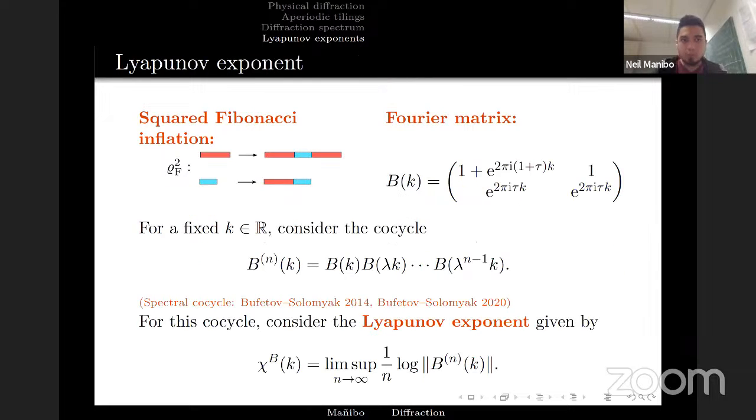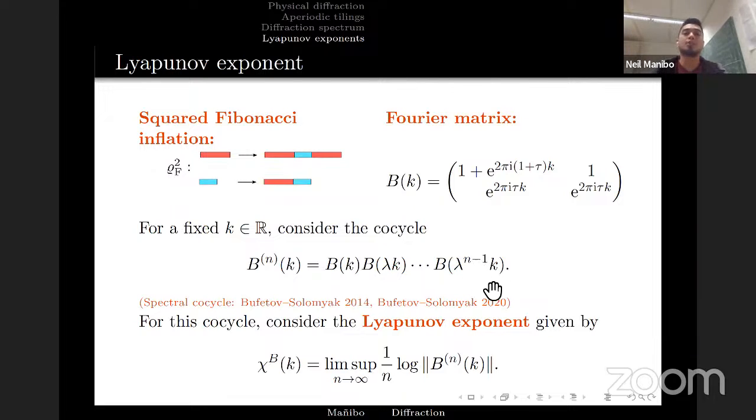So what we want to do now is to construct what we call a cocycle out of this matrix. So now we have an analytic matrix-valued function, which depends on the real parameter k, which I can derive directly from my substitution rule or from my inflation rule. So I define the nth level product, or the nth level cocycle, to be the product of B(k) times B(λk) times, up until B(λ^(n-1) k).